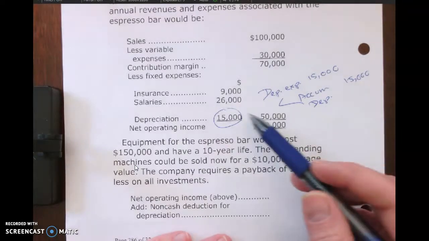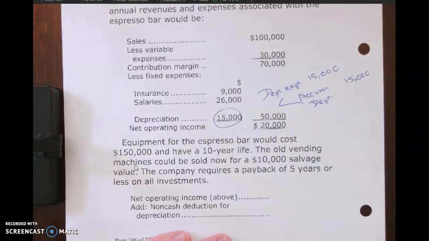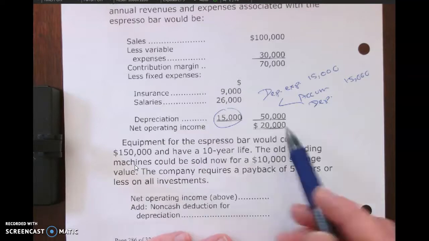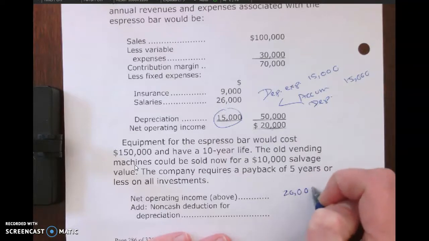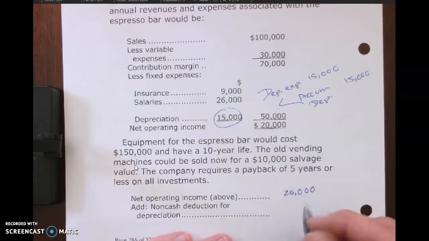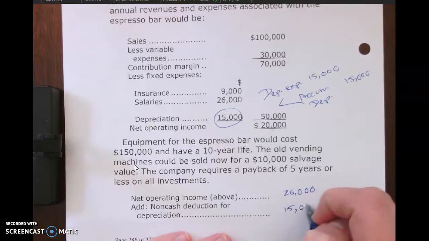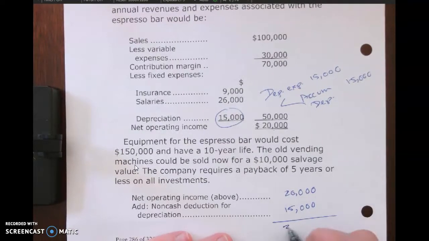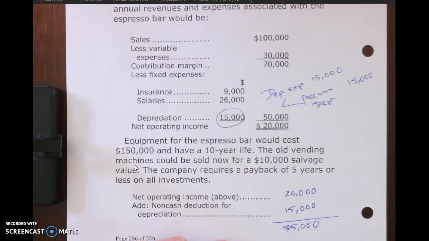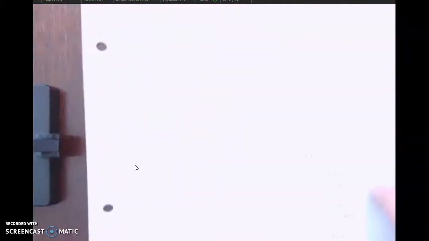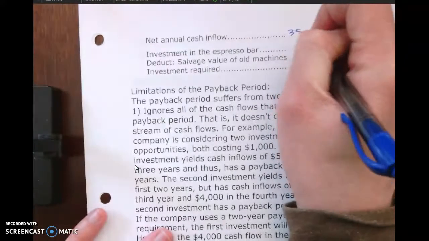So what we have to do is take depreciation out of the equation here, so to speak. And there's a couple different ways we can do this. And this is the way that I'm going to take it. I'm going to take my net operating income of $20,000, and then I'm going to add back my $15,000. And then what that's going to give me is my $35,000, which is my net annual cash inflow. Okay? That is my net annual cash inflow. Come back over here. That's my $35,000.